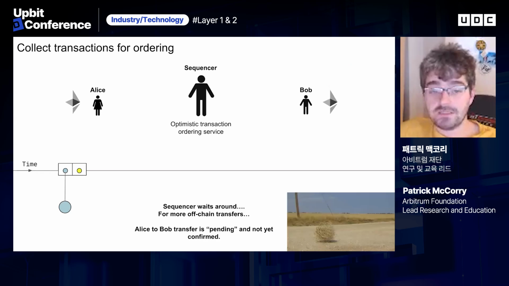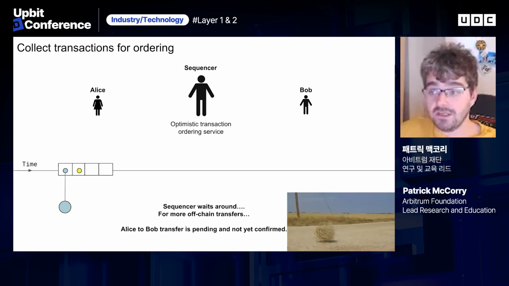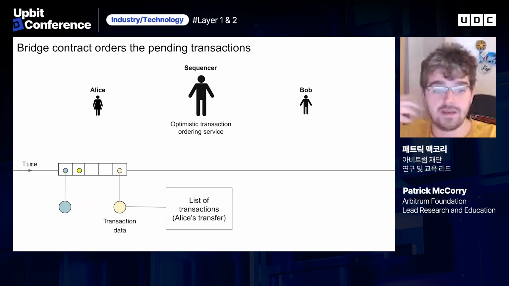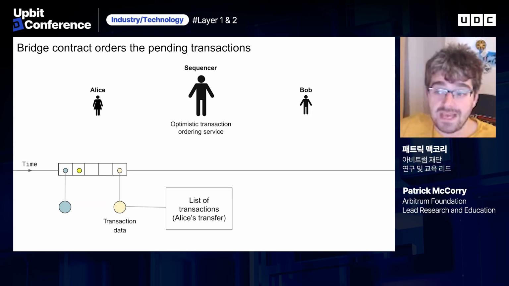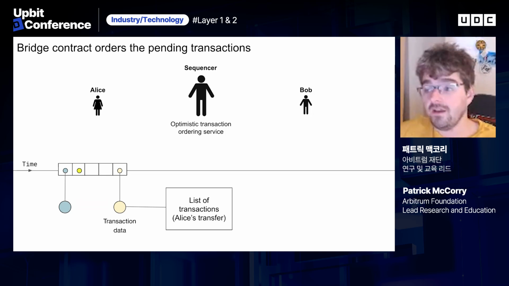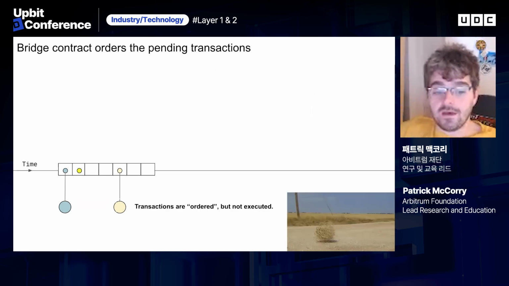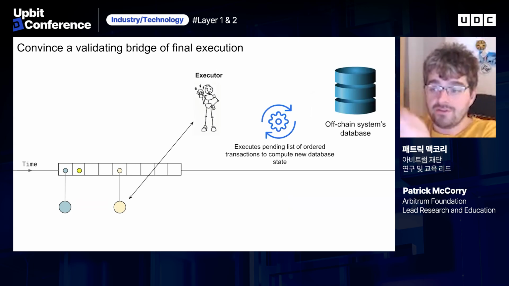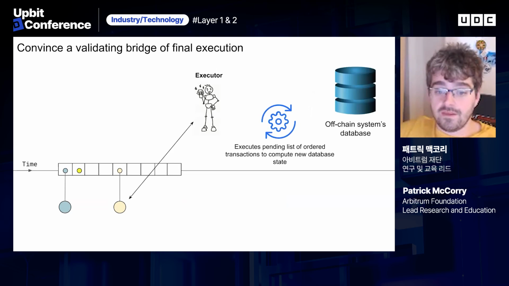It's not final. The sequencer will wait around for more pending transactions until eventually it has a big batch of transactions, and they'll post this directly to the bridge on Ethereum, or they'll pass it directly to the executors, depending on how the system's designed. But the idea is that they finalize the ordering and pass it on. Now, the transactions are ordered, but they're not yet executed. So the executor can come along, pick up the transactions, and execute them.